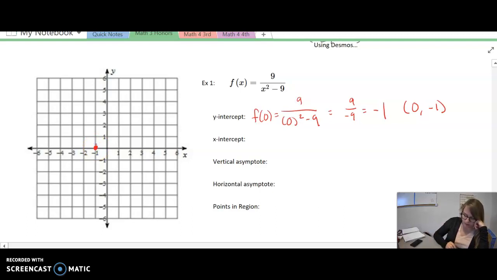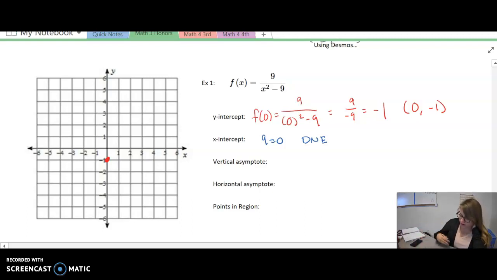All right. So then, oopsies, that's supposed to be negative. So you have (0, -1). Alright, so then we have our x-intercept. So remember, you're going to put the numerator equal to 0. So find what your x-intercept is. So pause right here and find your x-intercept. So if you set your numerator equal to 0 and it's just 9, you're going to have does not exist because 9 will never be 0. So it does not exist. We do not have an x-intercept.